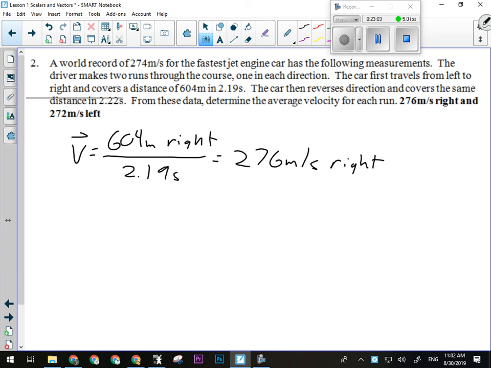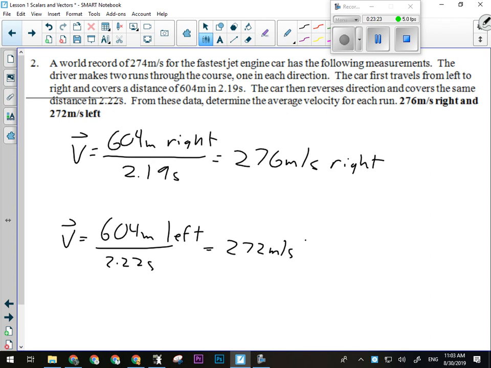The second part asks what's for the trip back. Well, the displacement for that one is still 604 meters, but now it took 2.22 seconds, and the direction was reversed. We went back to the left. Okay? So when we do that, we get 272 meters per second left. The wording is a bit confusing, right? Because the average velocity for the entire trip would be 0, because it was 604 meters right and 604 meters left, and the total displacement is 0.